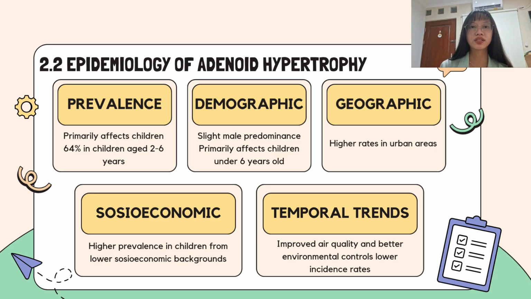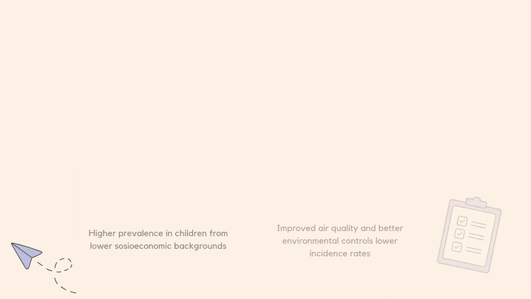Geographically, it is more prevalent in urban areas due to pollutants and allergens, and socioeconomic factors also play a role, with higher rates in children from lower income backgrounds due to increased environmental toxins and limited healthcare access. Temporal trends show a decline in prevalence in areas with improved air quality.